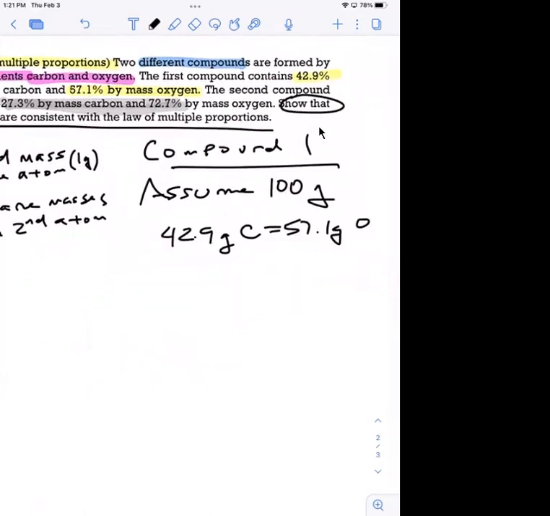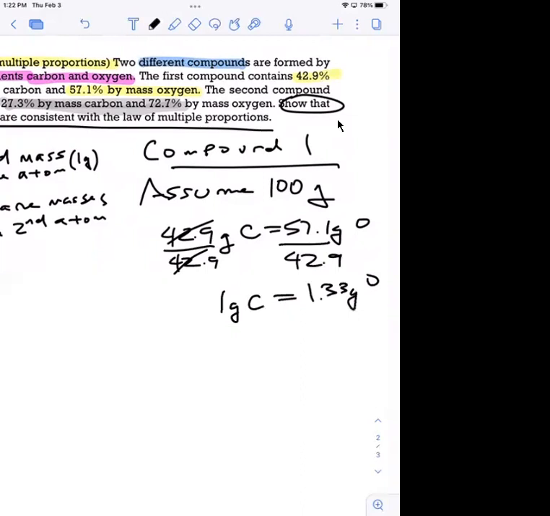We're going to divide both sides by 42.9. Can somebody run that calculation real quick? That's going to be 1 gram of carbon equals what? Anybody? 1.33. 1.33, excellent. 1.33 grams oxygen.